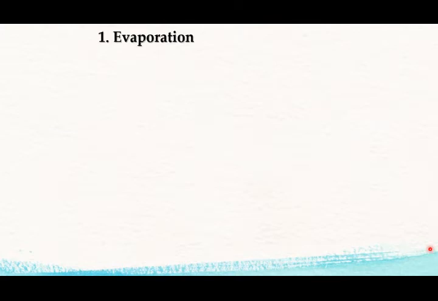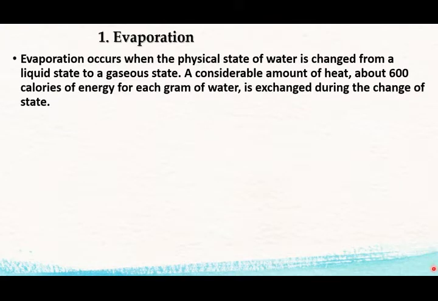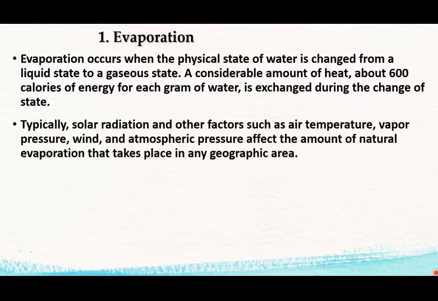Detail. Evaporation. Evaporation occurs when the physical state of water is changed from liquid state to gaseous state. A considerable amount of heat, about 600 calories of energy for each gram of water, is exchanged during the change of state. Typically, solar radiation and other factors such as air temperature, vapor pressure, wind, and atmospheric pressure affect the amount of natural evaporation that takes place in any geographic area.